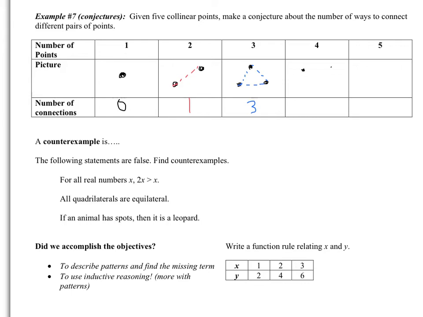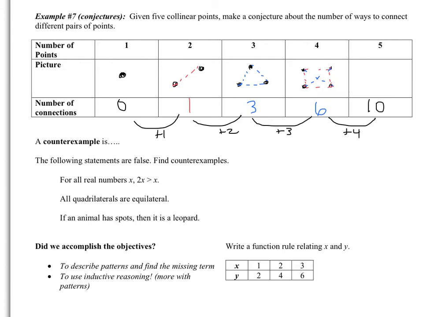4 points. Okay, so I have 1, 2, 3, 4. But then don't forget about 5, 6. So you're just looking at the connections between any pair of points. Okay, so let's see if we can find a pattern. To get from 0 to 1, I add 1. To get from 1 to 3, I add 2. To get from 3 to 6, I add 3. So I think that I'm going to be adding 4 next time. So 6 add 4 is 10.